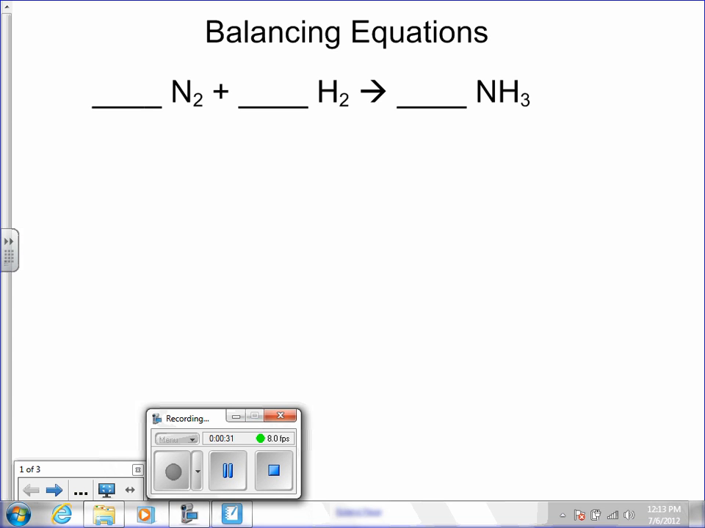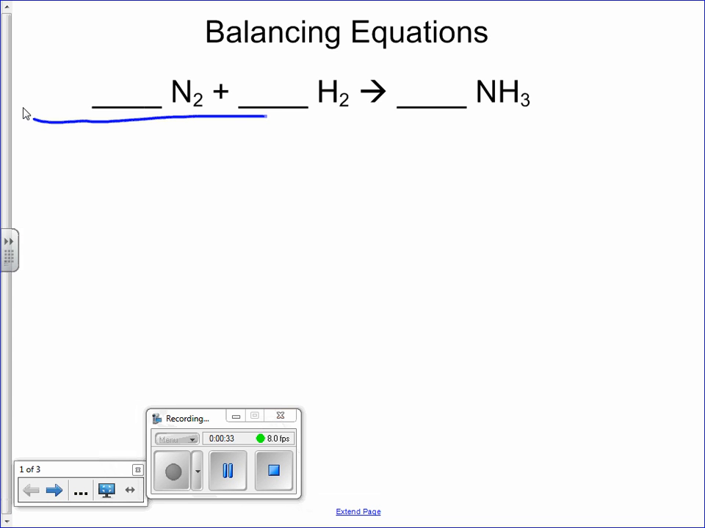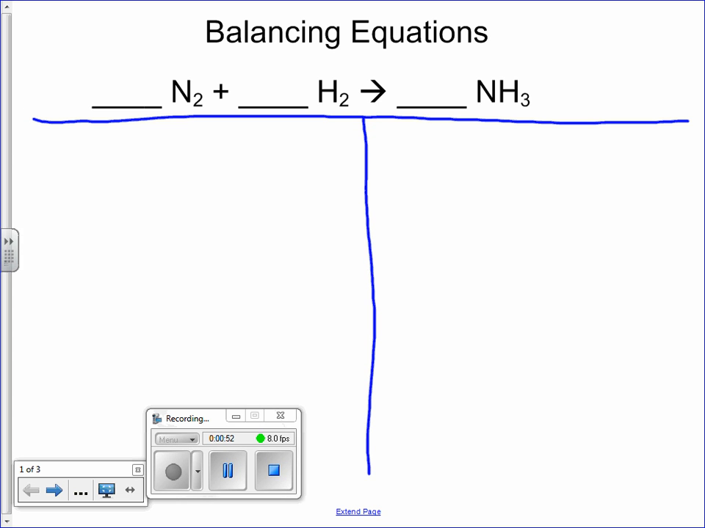All right, so we start with the equation, and the first thing I'm going to do is draw a line separating my work from my equation. You're going to need lots of scratch paper for this, so make sure you have some handy. Then I'm also going to put a line going perpendicular where my yield arrow is on my equation to separate the two sides of the equation.